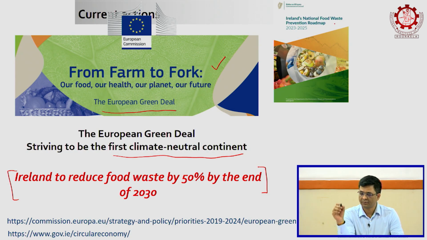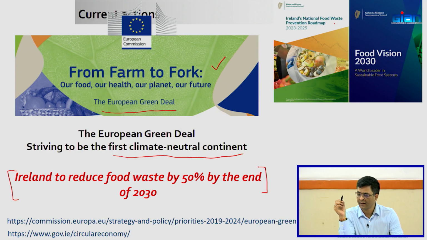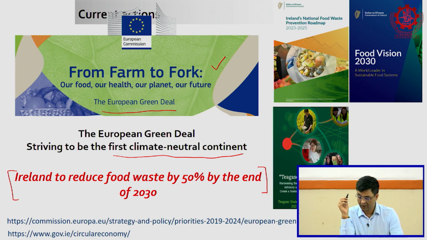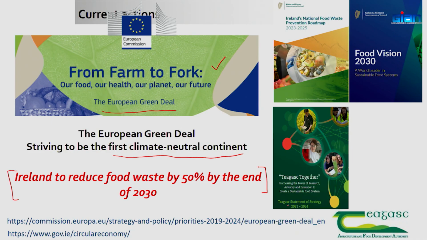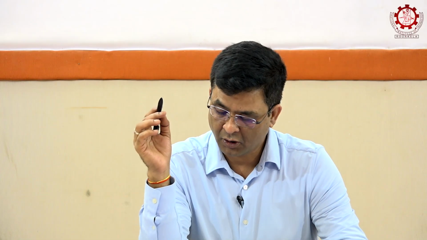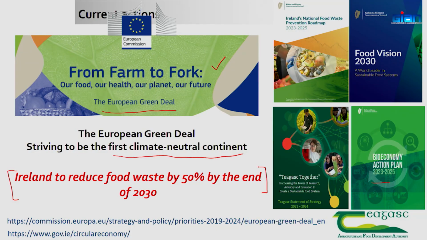One is the National Food Waste Prevention Roadmap. Food Vision 2030 is again about sustainable food systems, what the priorities are and how they should be established. Then there is Teagasc Together, that means how we take the power of research, advisory and education to create sustainable food systems. It is not only the responsibility of scientists or researchers, but also of all those involved in research activities, training, education and advisory. And the Bioeconomy Action Plan, which we already discussed this morning.